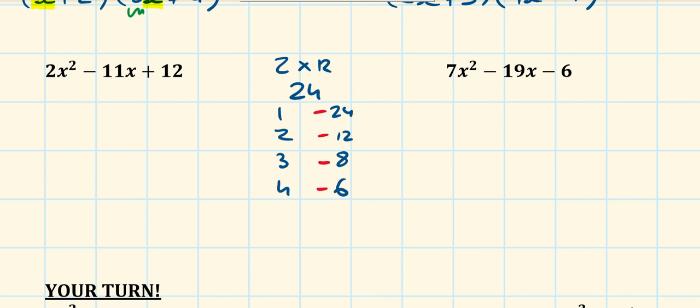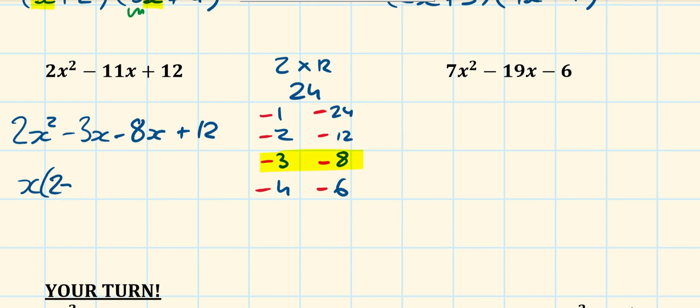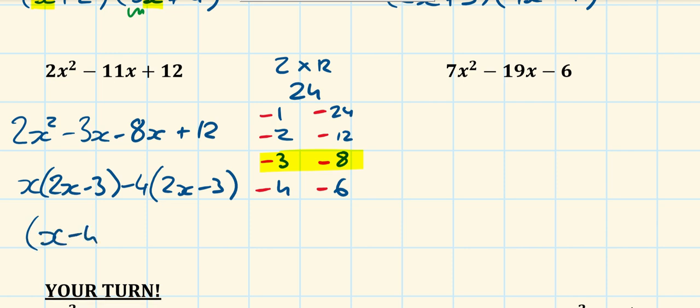That's 11. I have said this wrong, I'm afraid. We need both numbers negative because we have a positive at the end. So we're going to need both numbers negative. Okay, so we've got our minus 8 and minus 3 working out here. So 2x squared minus 3x minus 8x plus 12. So x by 2x minus 3, minus 8 by 2x minus 3. Or sorry, minus 4 times 2x minus 3, because 4 by 2 and 4 by 3. So we've got x minus 4 and 2x minus 3.